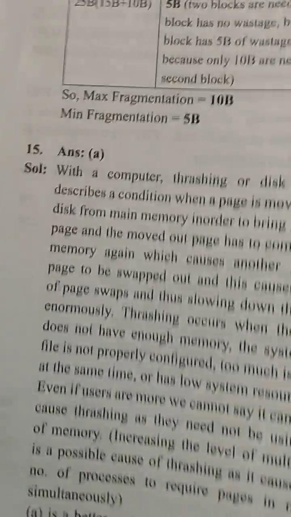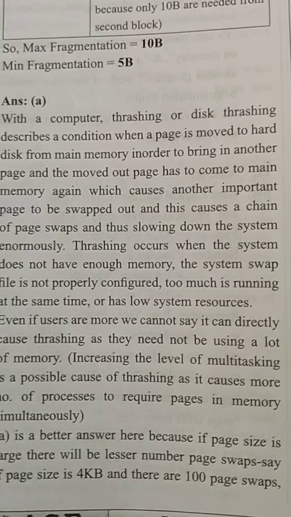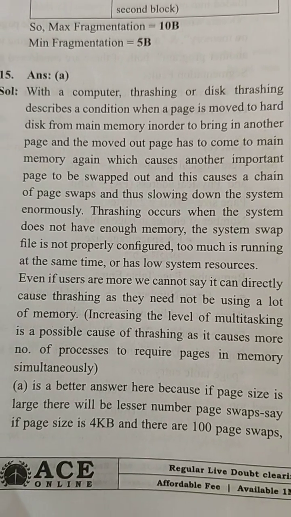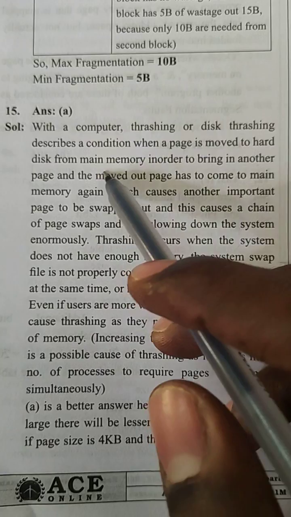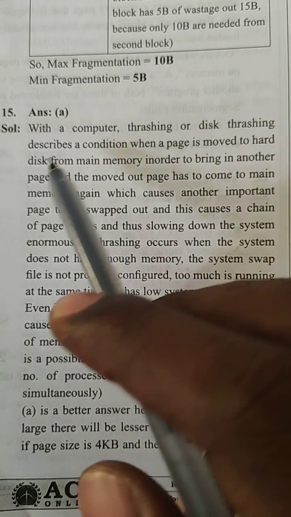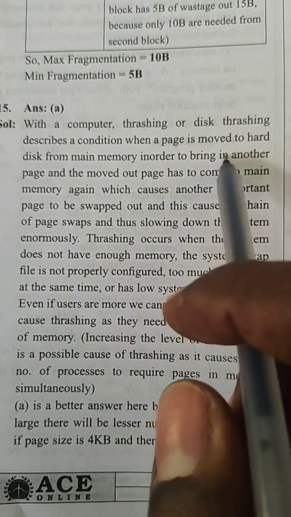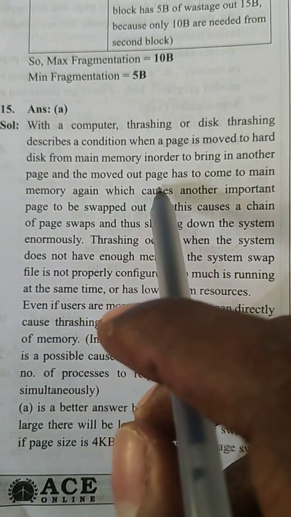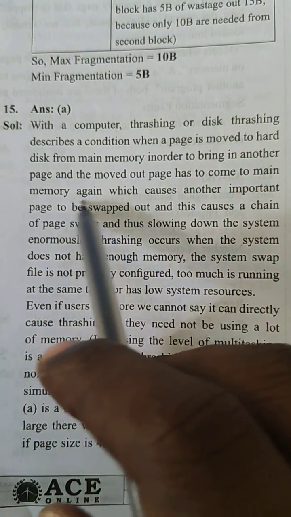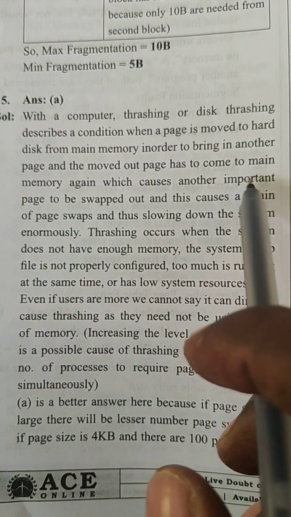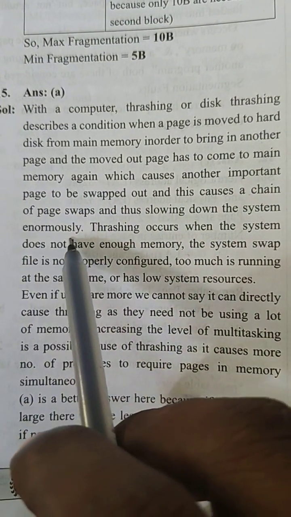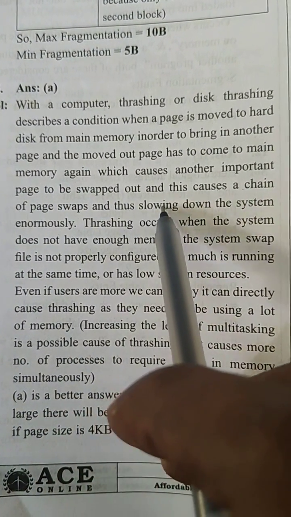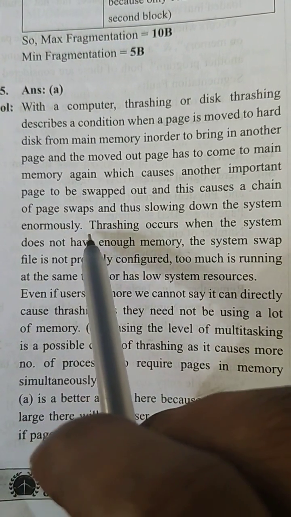15th చూద్దాం. Thrashing or disk thrashing describes a condition when a page is moved to hard disk from main memory in order to bring another page in. A page that was moved out has to come to main memory again, which causes another important page to be swapped out. This causes a chain of page swaps and thus slows down the system enormously.